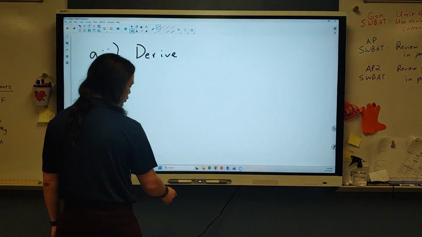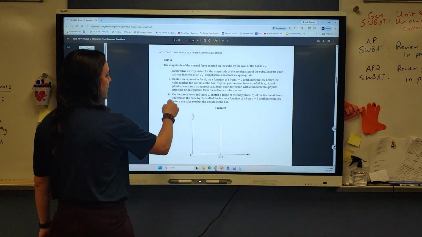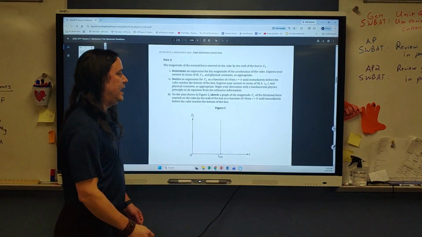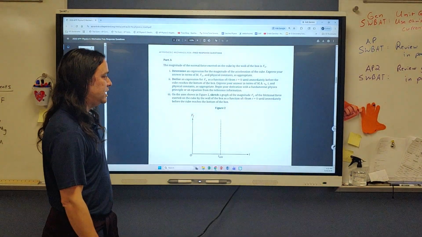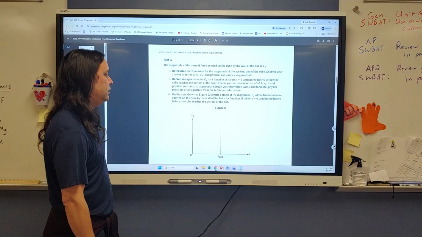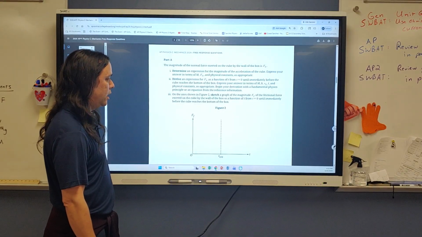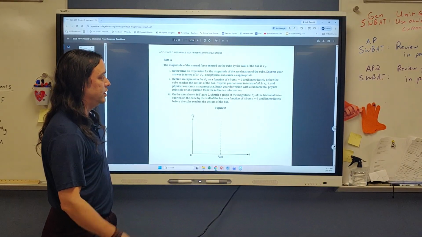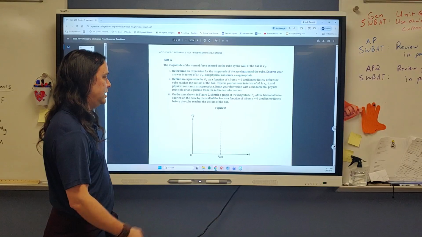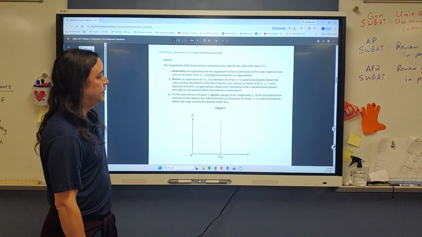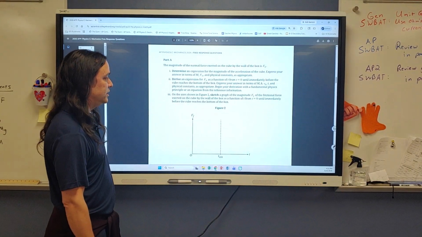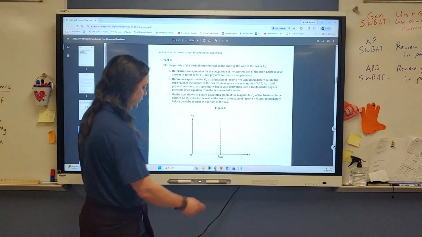Okay, so on this, derive. What are we deriving? I'm getting ahead of myself. An expression for Fn as a function of t from t equals 0 until immediately before the cube reaches the bottom of the box. Express your answer in terms of capital M, B, V naught, T, and physical constants as appropriate. Begin your derivation with a fundamental physics principle or an equation from the reference sheet.